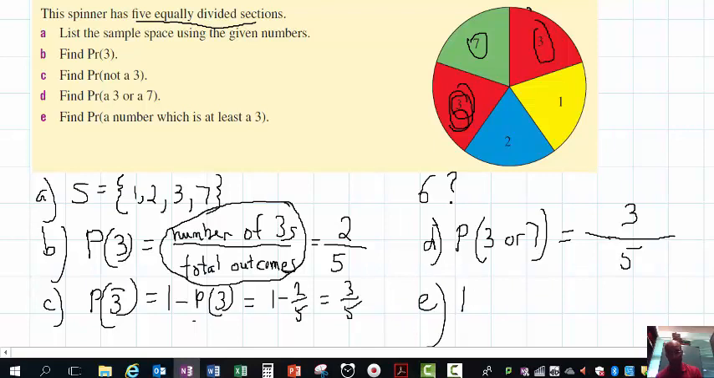Probability of a number which is at least 3. So it's probability of a number that is 3 or greater. So that's greater than or equal to 3. And same formula. How many are 3 or greater? We include 3. Well, that's the same as the previous one. 3 or 7 is at least 3. So that's the same answer.